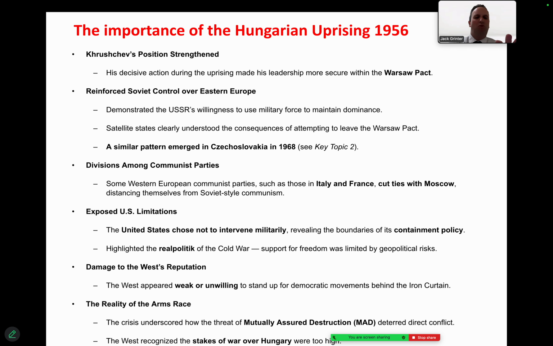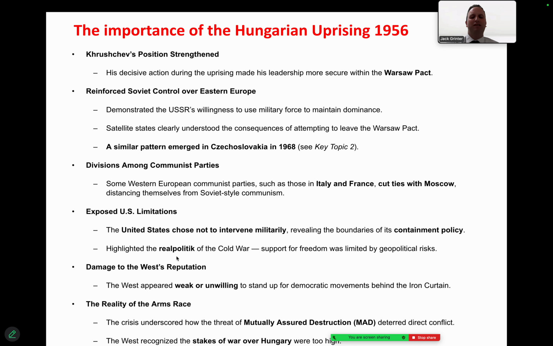I haven't got it as paragraph 1 or 2. I've just got all the reasons there. I think we just covered that already. It damaged the West's reputation, showed the realities of the arms race, and showed the divisions amongst the communist parties. In Italy and France, the communist parties cut ties with Moscow, but it showed how secure Khrushchev's position was and reinforced Soviet control. The last thing is that it exposed US limitations. The US chose not to intervene militarily, showed the boundaries of containment, and also highlighted the realpolitik of the Cold War.